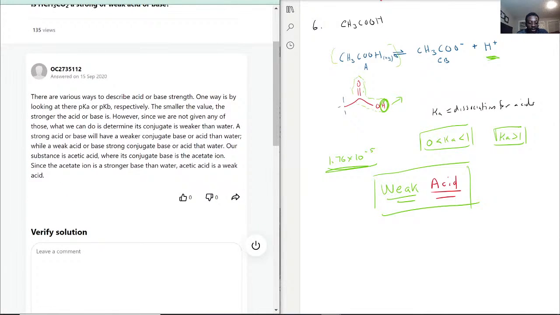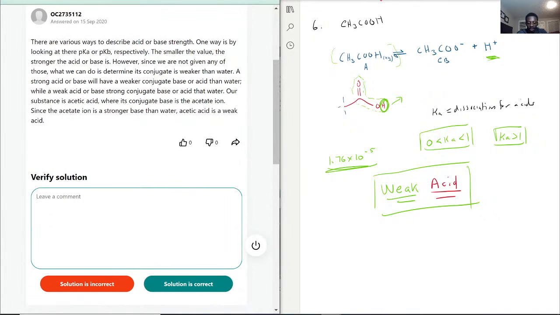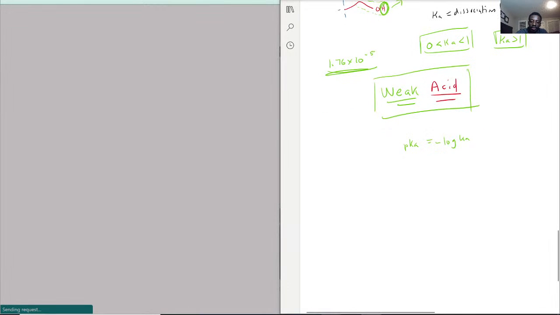Yeah, so this is correct. Actually, there is something: the smaller the value, the stronger the acid or base is. Yes, exactly. So they're talking about pKa and pKb. It's almost like Ka, but negative log Ka is equal to pKa. And pKa is kind of like the pH. The lower it is, the closer you get to 0, the stronger the acid. So this is correct. Now let's move on to question number 7.